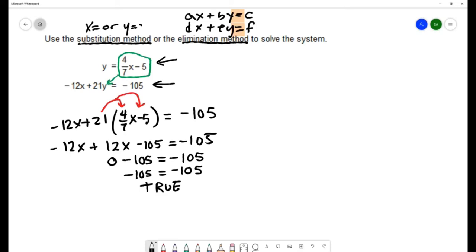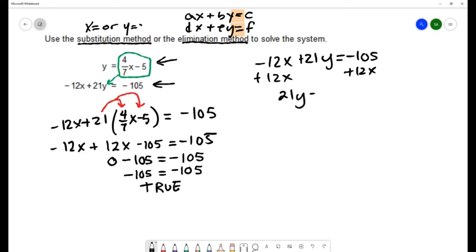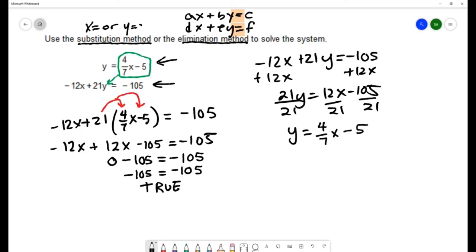I can show that if I take the second equation, negative 12x plus 21y equals negative 105. If I take that second equation and I solve for y, I'm going to add 12x on both sides. That's 21y equals 12x minus 105. And then I divide by 21 on both sides. That's going to give y equals, I would reduce that 12 over 21. Let's see, 3 goes into 12 4 times, 3 goes into 21 7 times. And if I divide negative 105 by 21, I'm going to get a negative 5. So you can see that that second equation, when we rewrote it in slope-intercept form, is actually the same as the first equation.